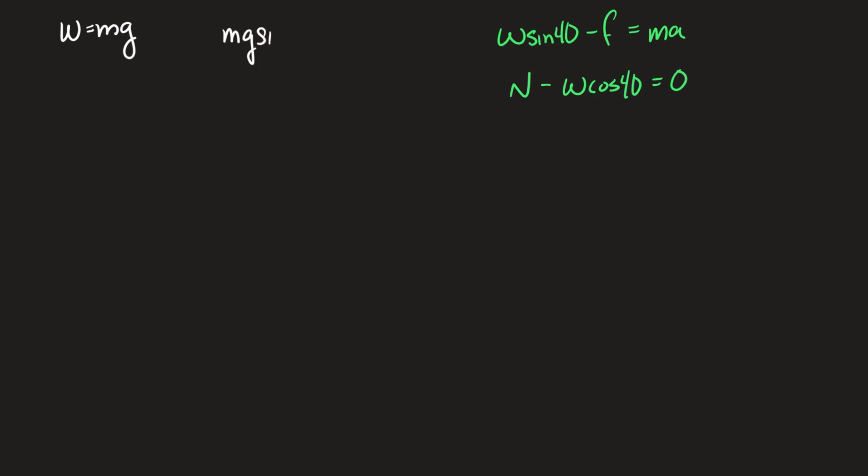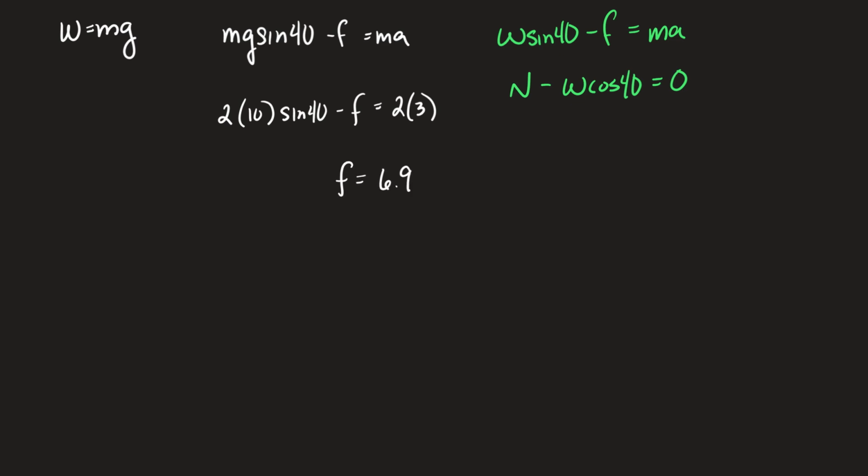mg sine 40 minus friction equals ma. 2 times 10 times the sine of 40 minus friction equals 2 times 3. Not terrible. This is where you get 6.9 newtons.